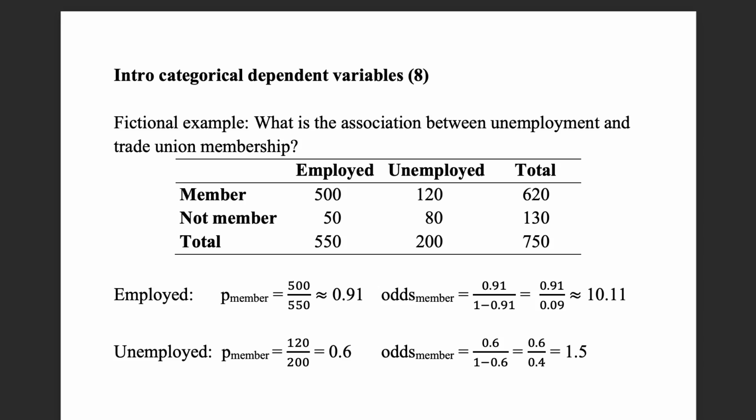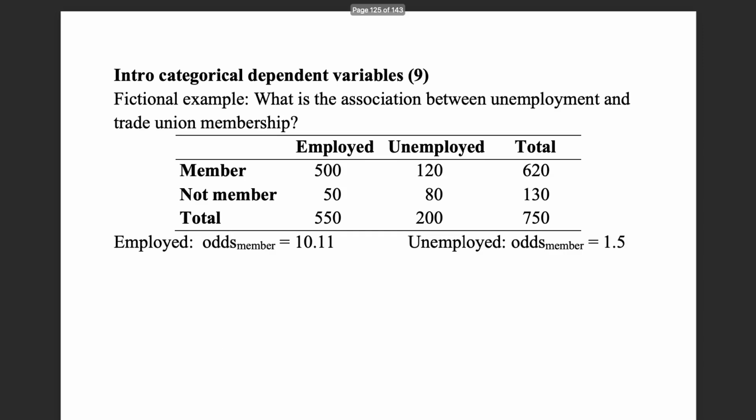It is a ratio of odds. It is a ratio of two odds. So how many times do the odds for one group fit into the odds of another group? Because that tells us something about the association. So in this case, we have these two odds that we know.